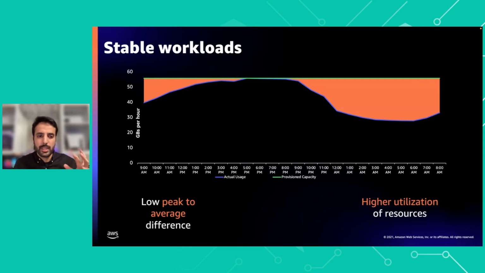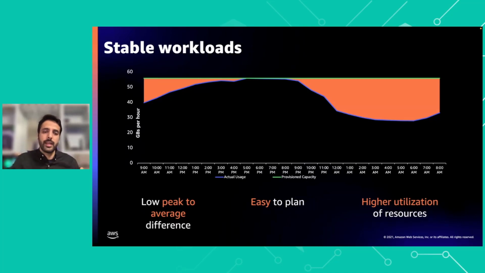It has a low peak to average difference, and what that means is that it has higher utilization of resources. It's also easy to plan, because users can say, okay, if my average is not moving by a whole lot, I'm okay having fixed provisioned resources because I know that I'm going to end up needing them at a fairly high utilization. So these are stable workloads, and you need to provision for the peak, which is denoted by the green line. What this means is that you're not wasting a lot of resources.